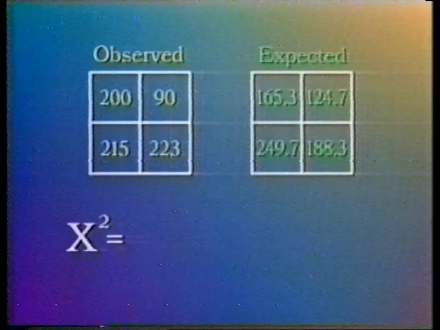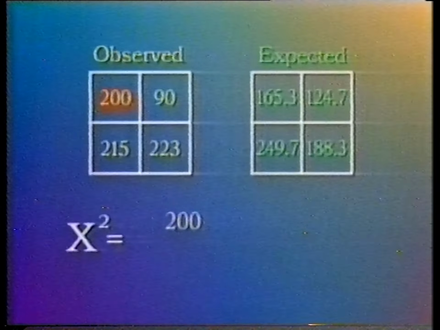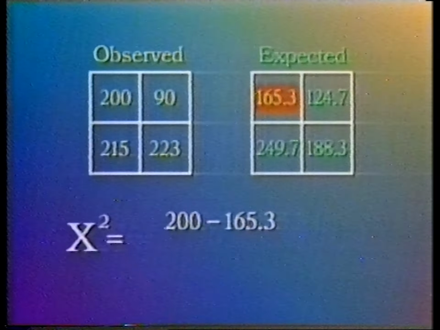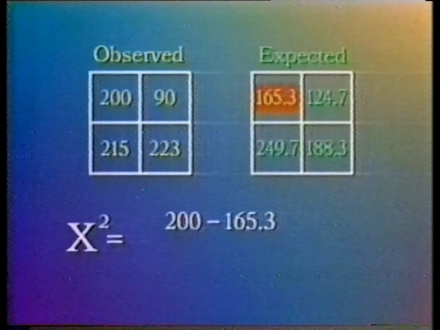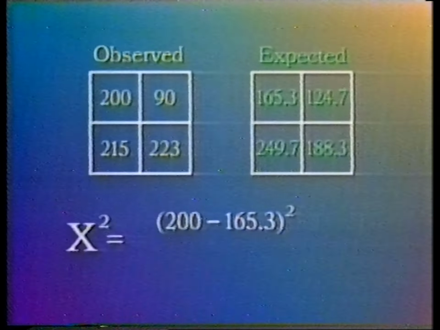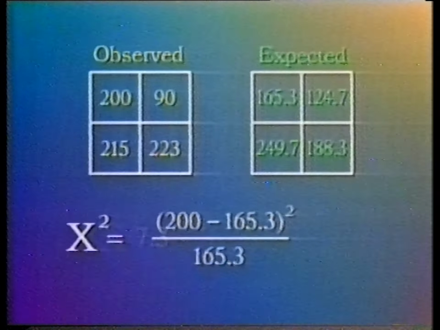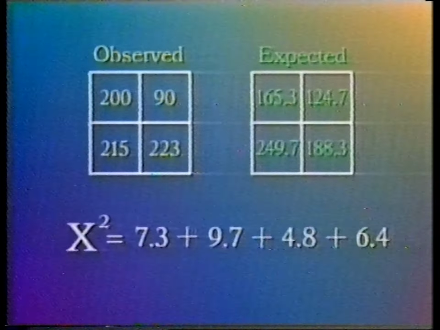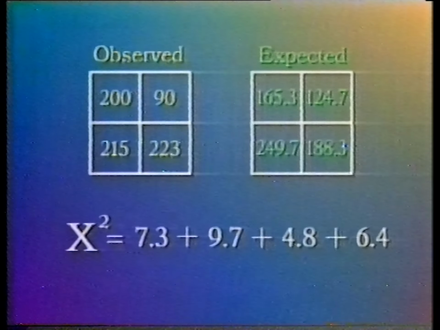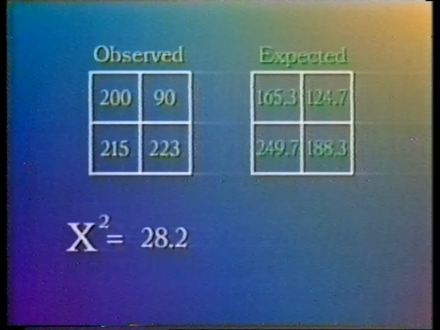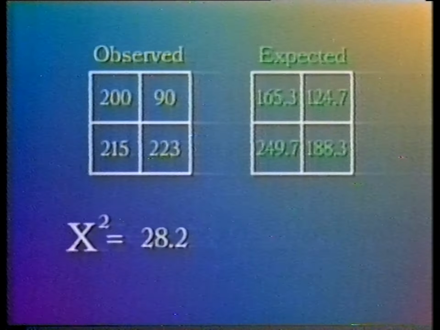In the fossil teeth data, the observed count in the first cell was 200 and the expected count was 165.3. So we subtract the two, square the result, and divide by the expected count, giving us 7.3. Doing this for each cell and adding the results produces a chi-square value of 28.2.